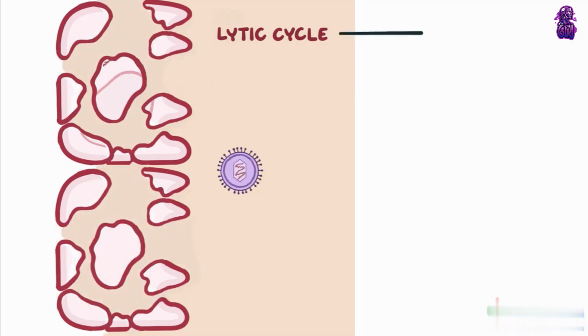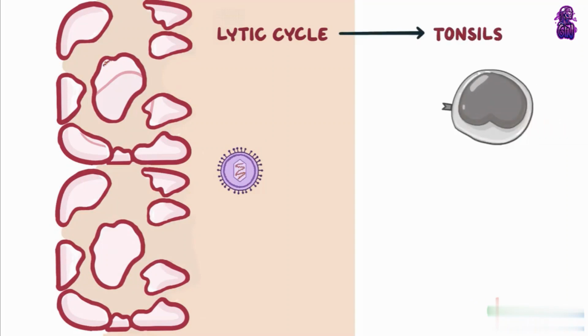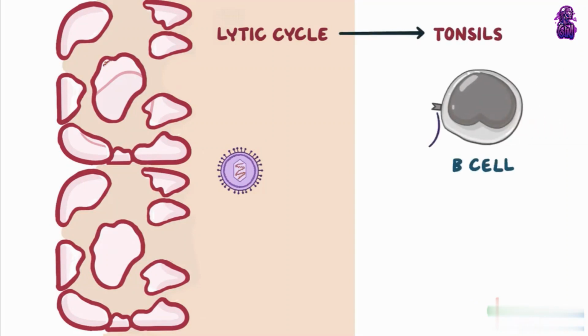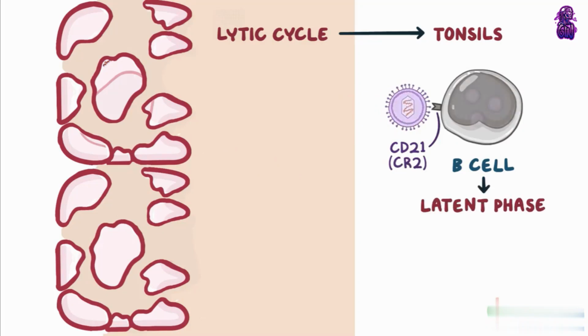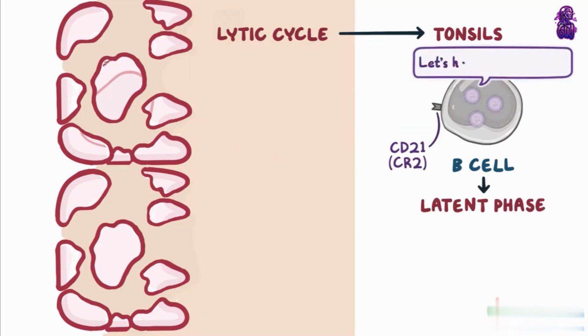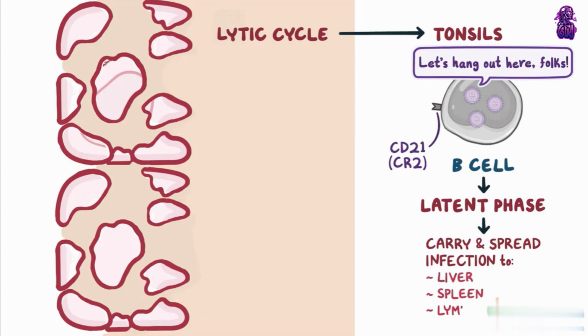The viruses that reach the lymphoid tissue of the oropharynx, the tonsils, infect their main target, B cells, by attaching to their CD21 receptor, also known as a CR2 receptor. The infected B cell then enters the latent phase, in which the virus just sort of hangs out in the host instead of killing it. They then carry and spread the infection along their normal trajectory to the other lymphoid tissues of the body, including the liver, spleen, and lymph nodes.